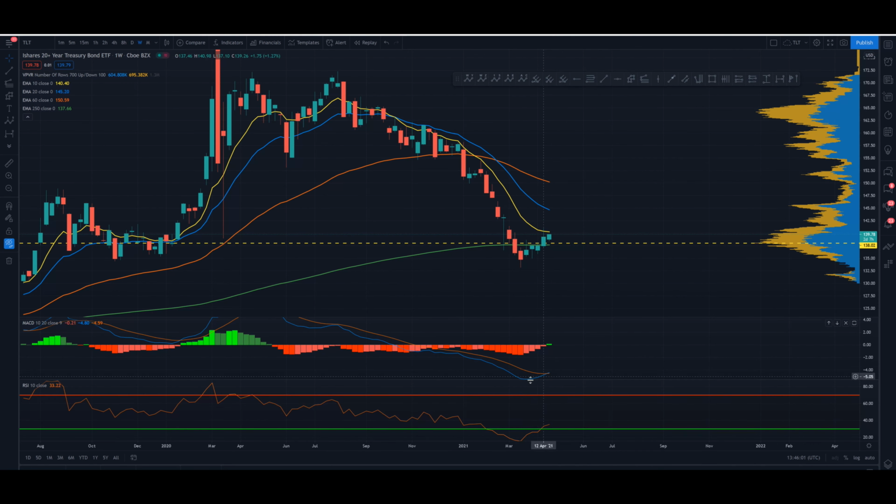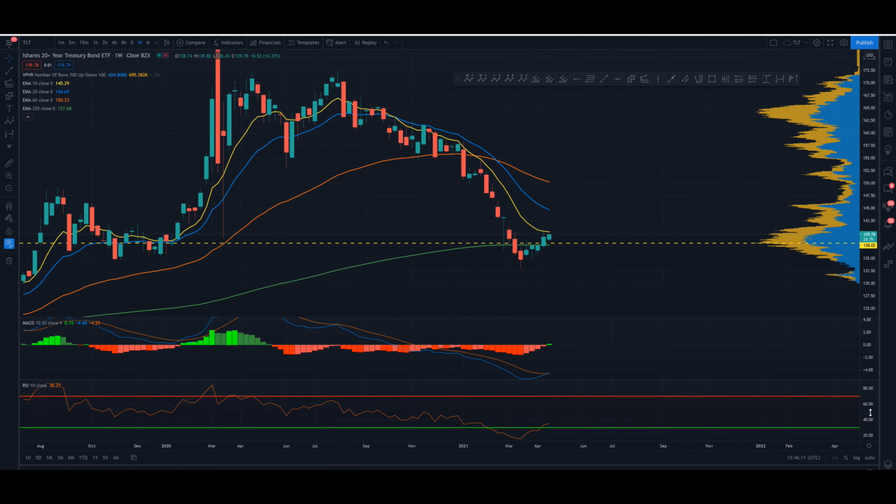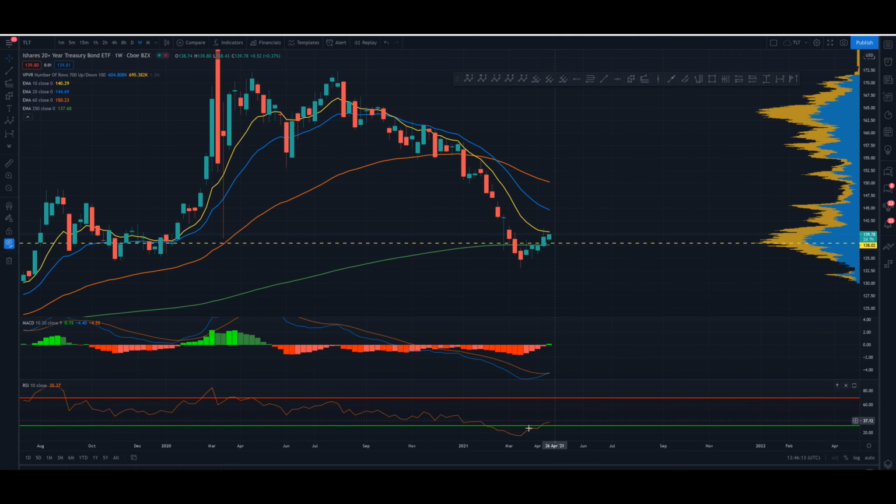We've finally got a crossover of the 10 over the 20. Right, so that's a little bit bullish. Excuse me. Reached extreme oversold conditions on the RSI and bottomed, moving back up above oversold conditions. That looks bullish. Back above the 250, that looks bullish.